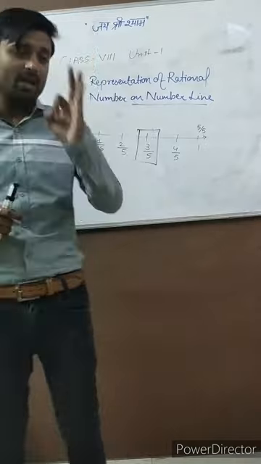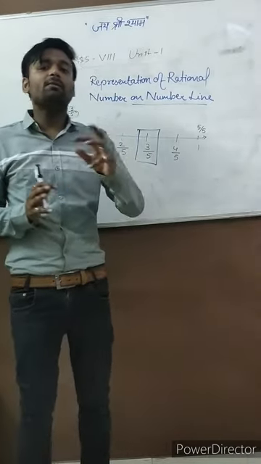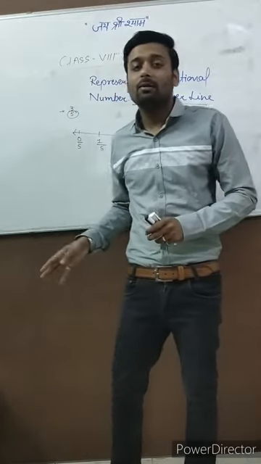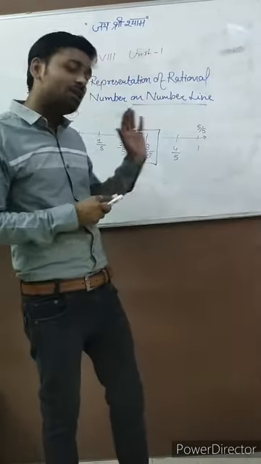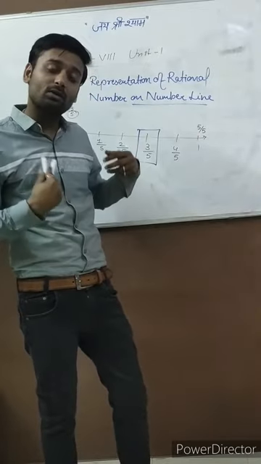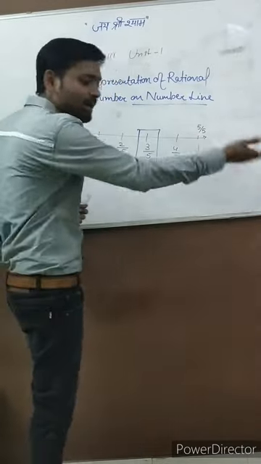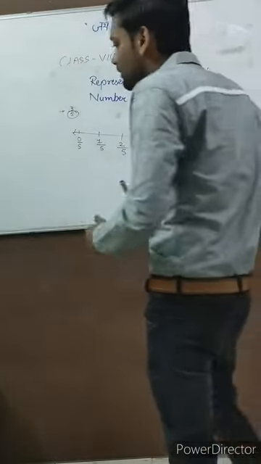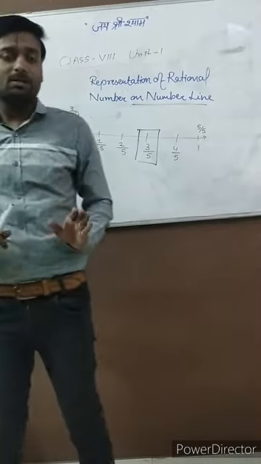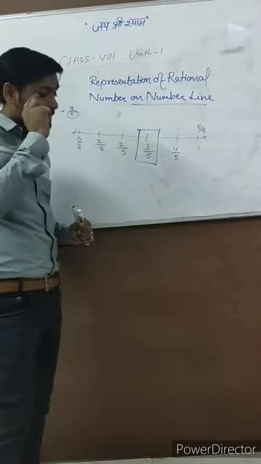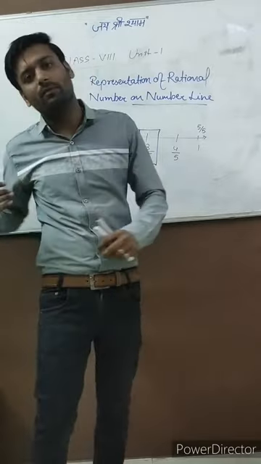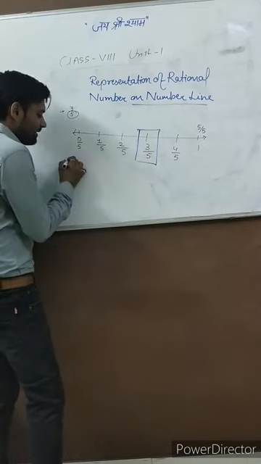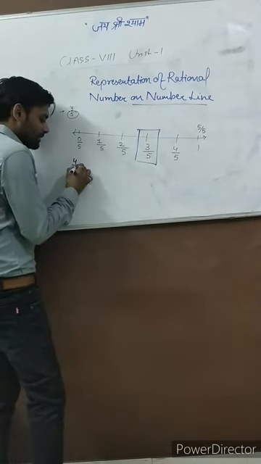We have to take care whether we are representing a positive rational number or a negative rational number. If we are representing a positive rational number, we have to go to the right side of the 0, and if we are representing a negative rational number, we have to go to the left side of the 0. We must take care of this, whether we have to go left or right. Now we have to represent 4 divided by 7.